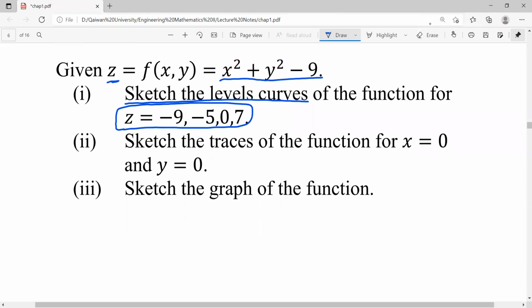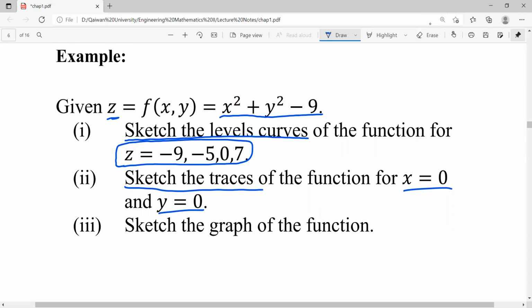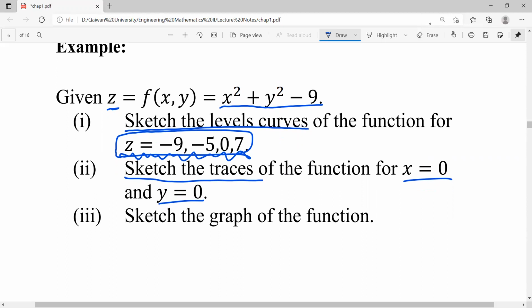In the second part, we should sketch the traces for x to be 0 and y to be 0. That means here we have two graphs, one for x to be 0 and one for y to be 0. And each one will be on an xz plane and yz plane. But for the first one, we are going to draw all graphs together on the same xy plane.